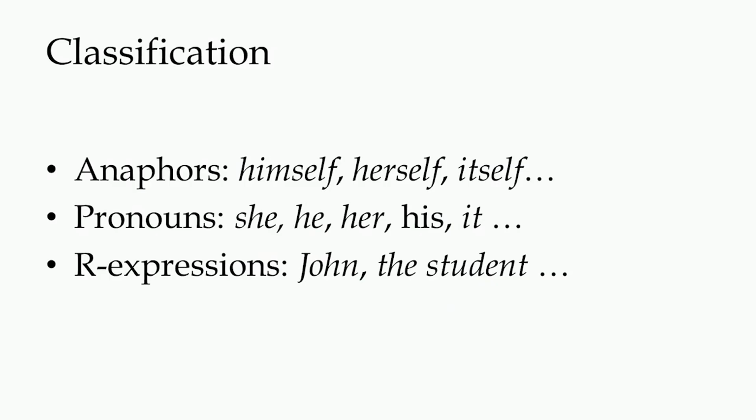Let's look at how binding works for giving us interpretations. So we have seen three elements: anaphors, pronouns and referential expressions. We have looked at these things in detail. Anaphors are elements like himself, herself, myself, ourselves. Pronouns are elements like he, she, I, us, we. R-expressions are noun phrases like John, the student of physics, etc.